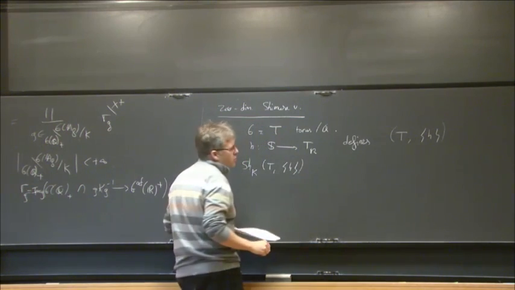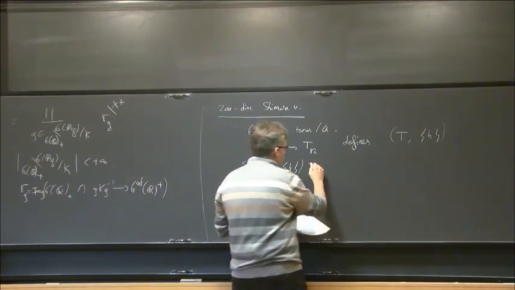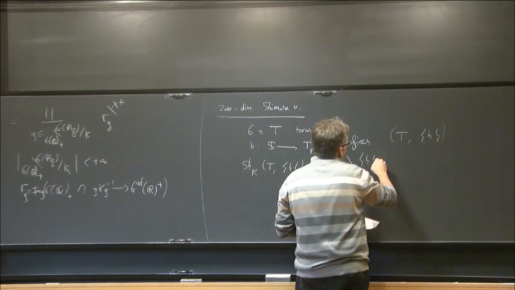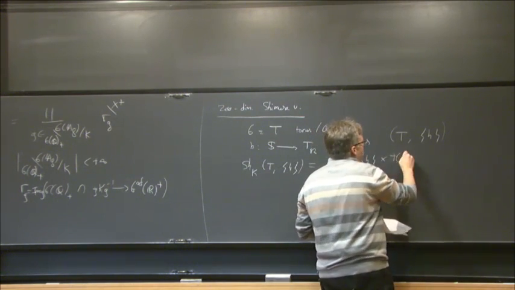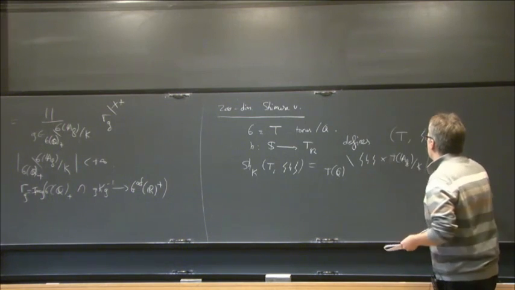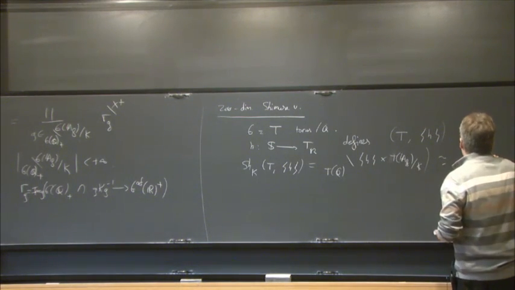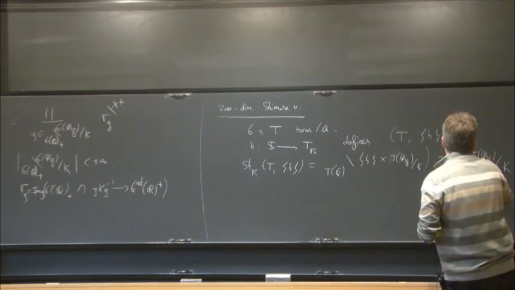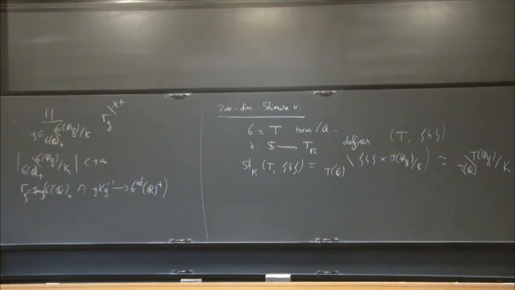the Shimura variety associated to this, which by definition is T(Q) acting on H times T(A_F), divided by K. This is just a point, so this is isomorphic to the following finite set. Okay? This is what is a zero-dimensional Shimura variety.